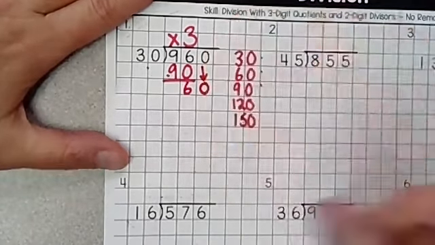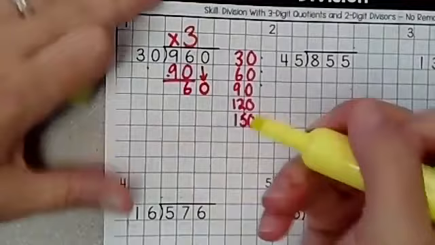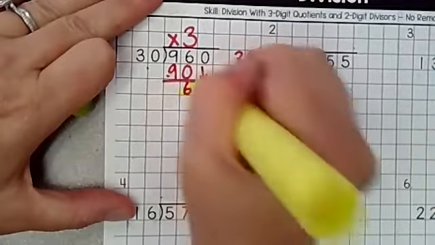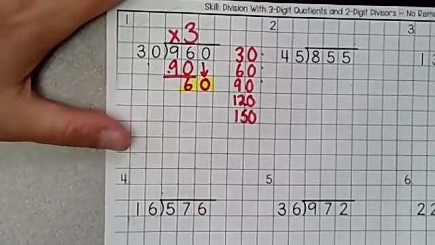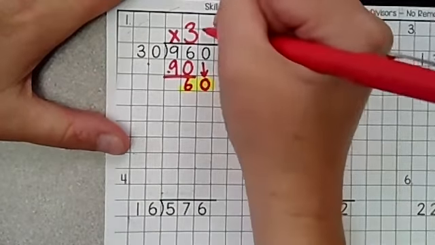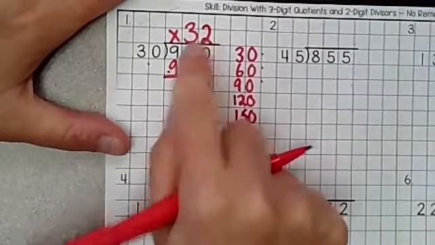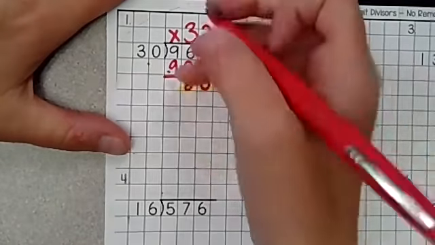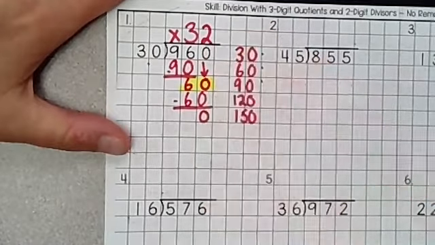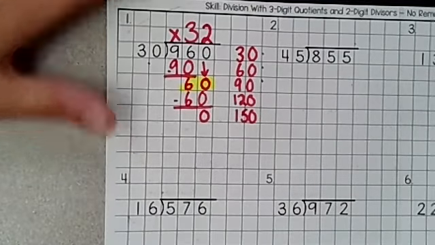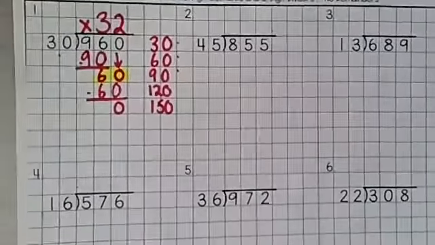And this is why I asked you to have a highlighter, because I want you to highlight the new number you're dividing into. Jaden, how many 30s are in 60? Put a 2 up top. What is 2 times 30, Nash? 60. And then when you subtract, you get a 0. Cool? Not so bad. I'm going to move over to the next one.